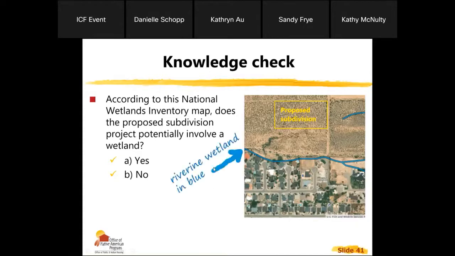So I'll just point out to you that there is a riverine wetland in blue. So that's probably a stream or a creek right behind the existing housing development. So does this proposed subdivision include or involve a wetland?